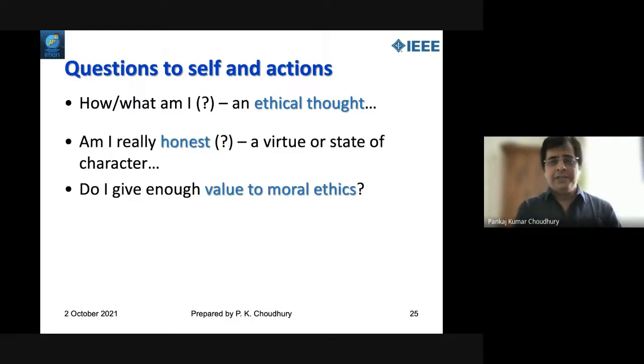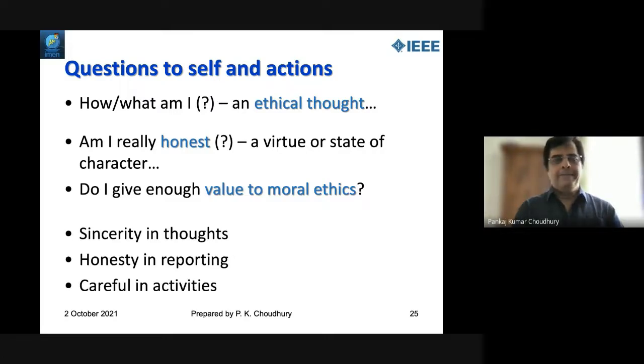Okay. So am I really honest? It is certainly a virtue or state of character. And also, do I give enough value to moral ethics? These definitely depend on every individual. From individual to individual, the answer will vary. So one has to have the sincerity in the thoughts, honesty in reporting, and care in activities.